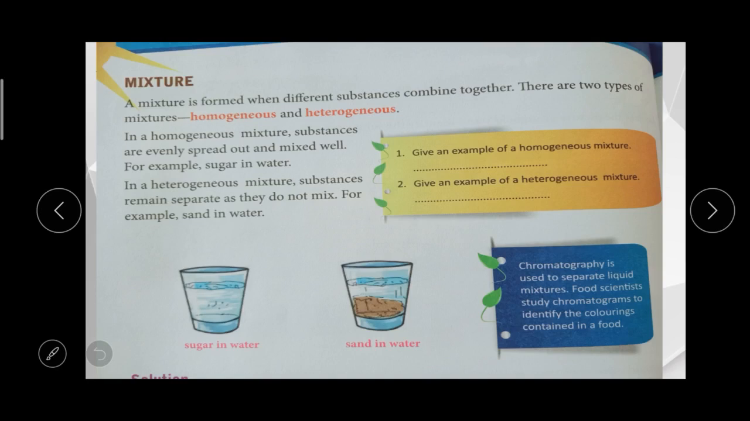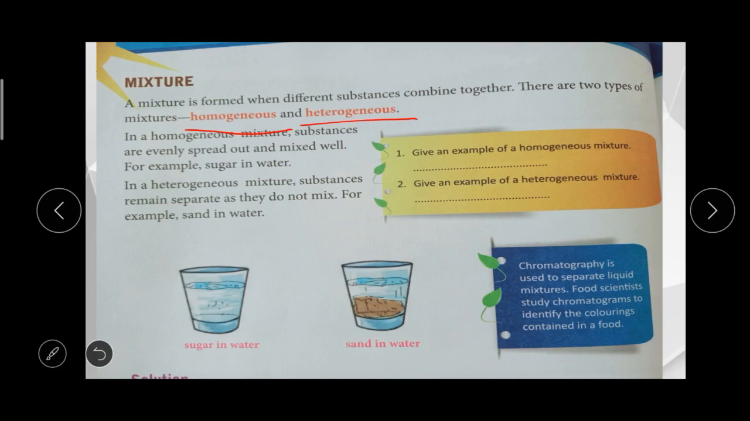So there are two types of mixtures. How many types of mixtures are there? Two types: homogeneous and heterogeneous. What are the types of mixtures? Homogeneous and heterogeneous.